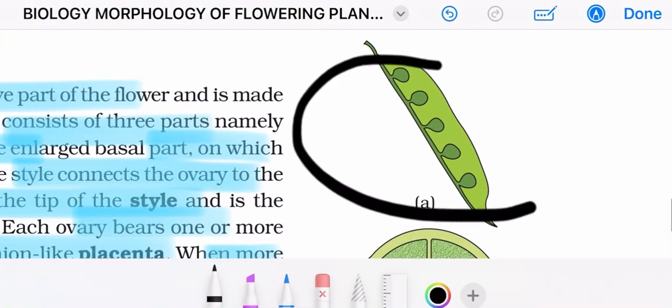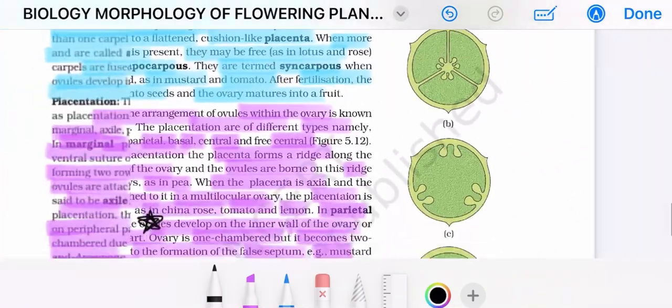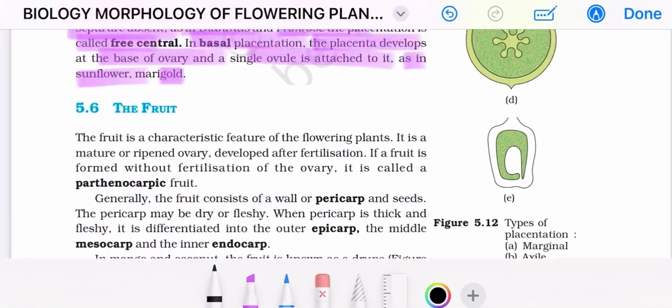This kind of placentation is marginal. Yes, this kind of placentation is what? Let us see every type.